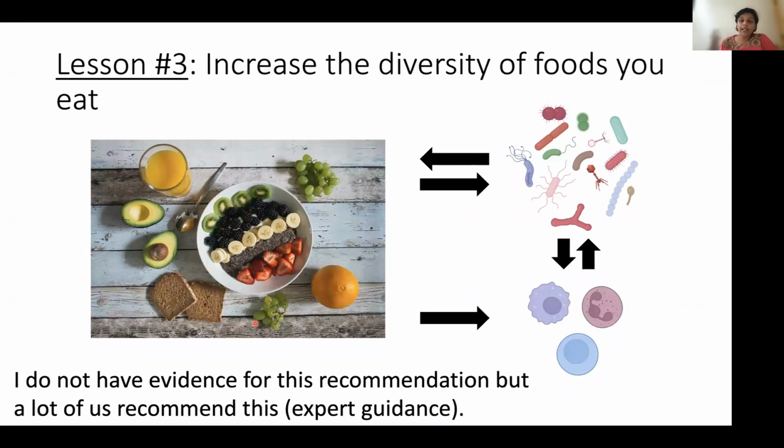The third thing that I advocate, and I think a lot of other doctors advocate for, is to increase the diversity of foods that you eat. And the thinking here is that increasing diversity of the foods that you eat will increase the diversity of the microbiome, which is thought to be a good thing. And that it also may be beneficial for reducing inflammation. But I say this not with a lot of evidence. There have not been a lot of studies that look at the diversity of food groups and how that shapes rheumatic disease. So this is really a recommendation that's based just on expert guidance.